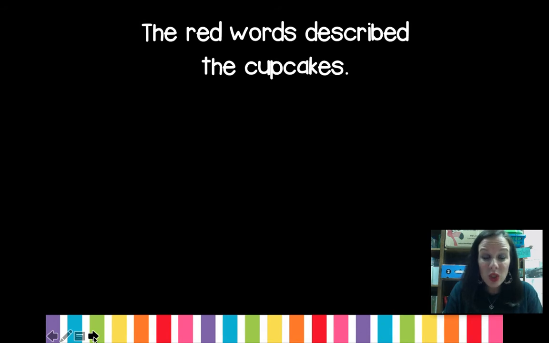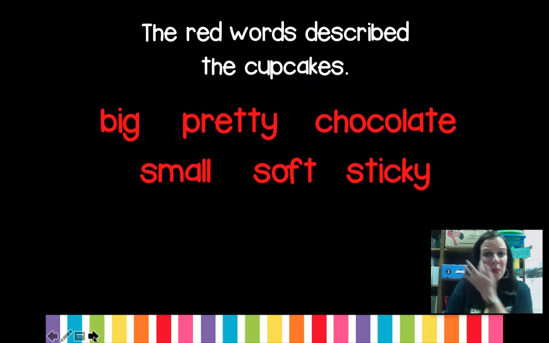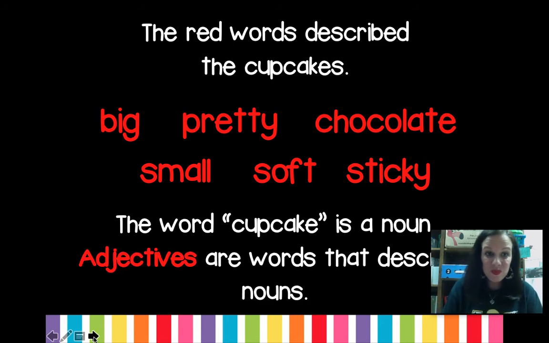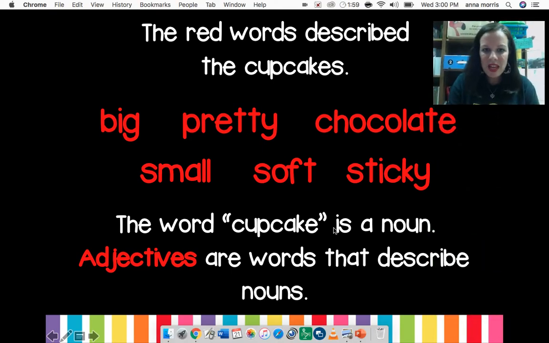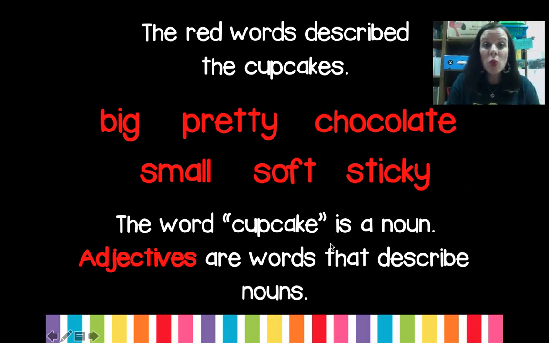The red words all described the cupcakes. Big, pretty, chocolate, small, soft, and sticky. The word cupcake is a noun. It's a thing, it's something we can touch, right? And adjectives are words that describe nouns.